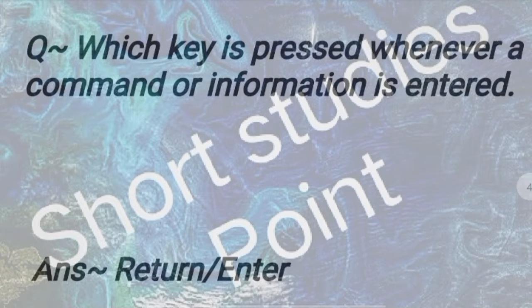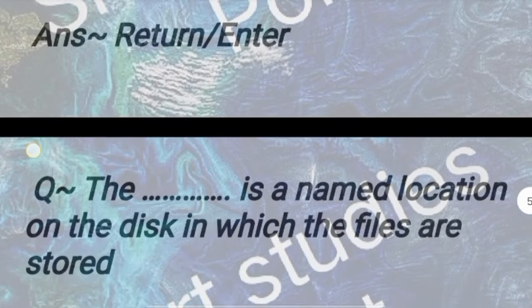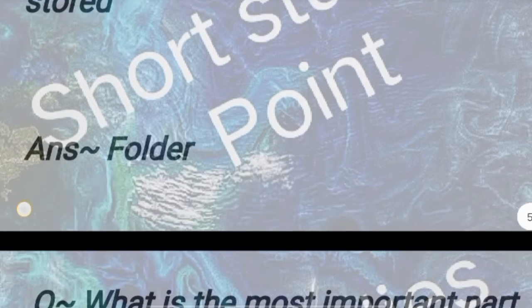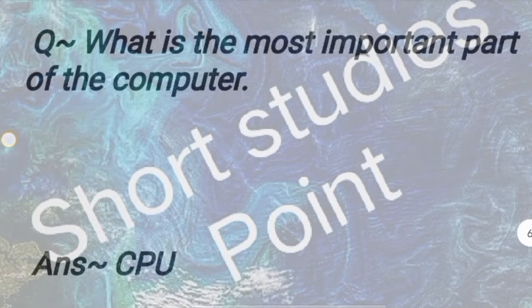Next question: An electronic device that processes data by converting it into information is called. Answer: Processor. Next question: Which key is pressed whenever a command or information is entered? Answer: Return or Enter. Next question: The dash is a named location on the disk in which the files are stored. Answer: Folder.